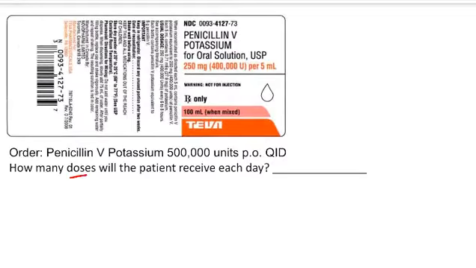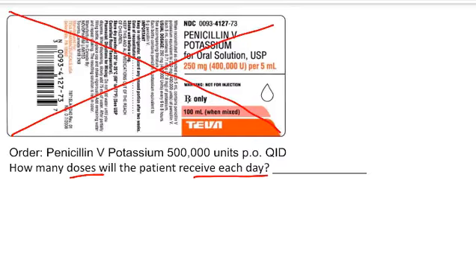How many doses will the patient receive each day? How many doses per day? Okay. Well, again, I'm not interested in the label. I'm not even going to look at that. The doses per day is part of my doctor's order. How many doses per day? This question is asking me if I know what QID means, and I do. It means 4 doses per day. And I'm all happy because that's a nice easy one. Doses per day is 4.